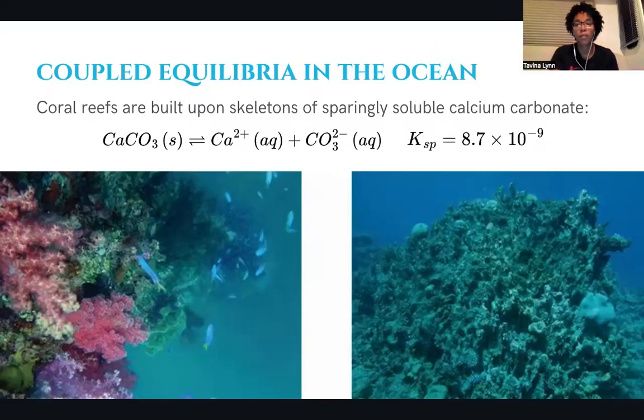All right, so this is the last example we're going to look at of coupled equilibria. So we talked about how we can dissolve sparingly soluble compounds by adding an acid, or adding an anion or ammonia that forms a complex ion. So here is an example that's really, really interesting that happens in the ocean.